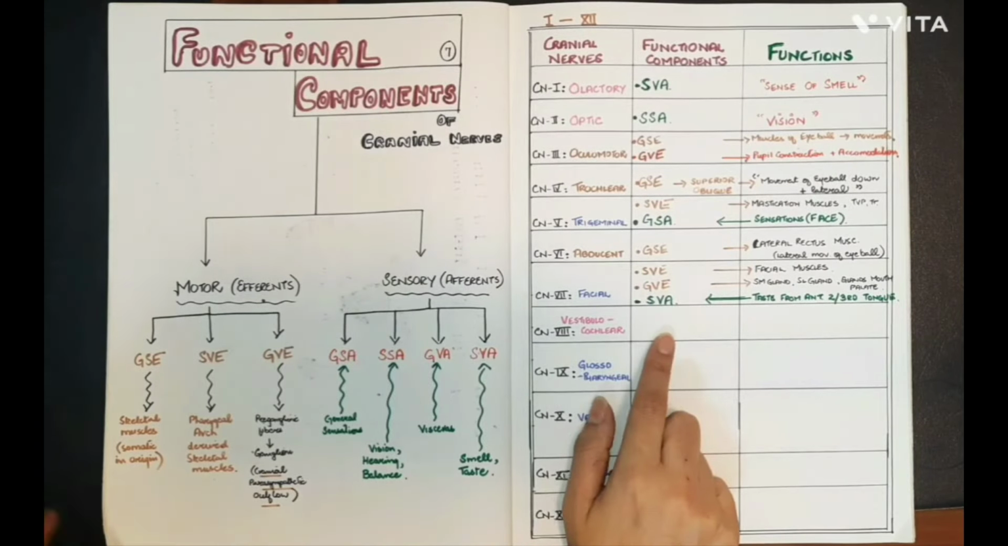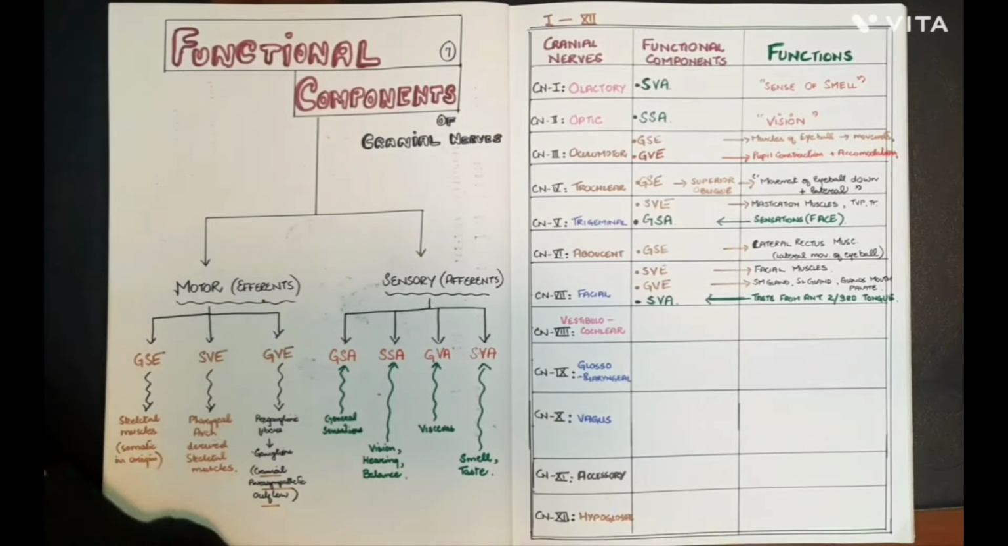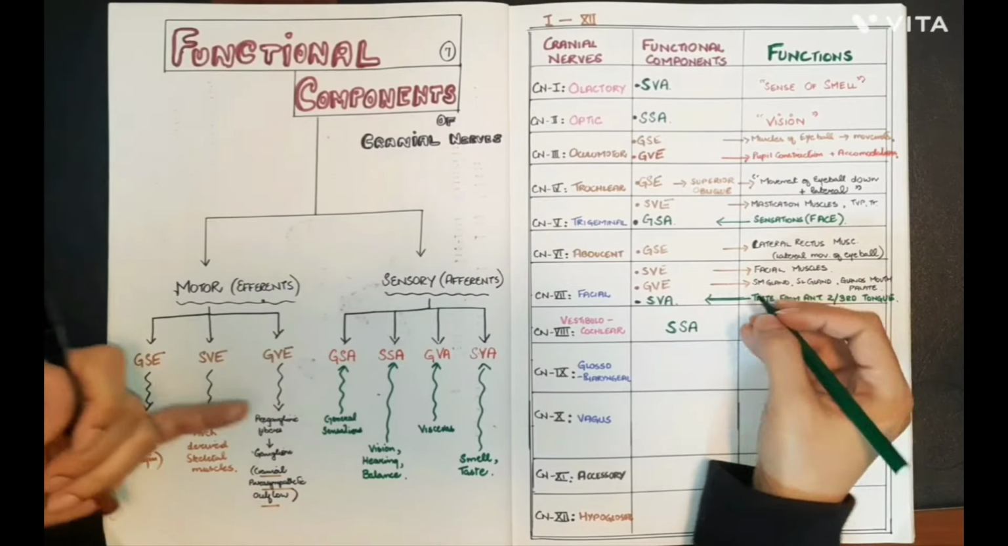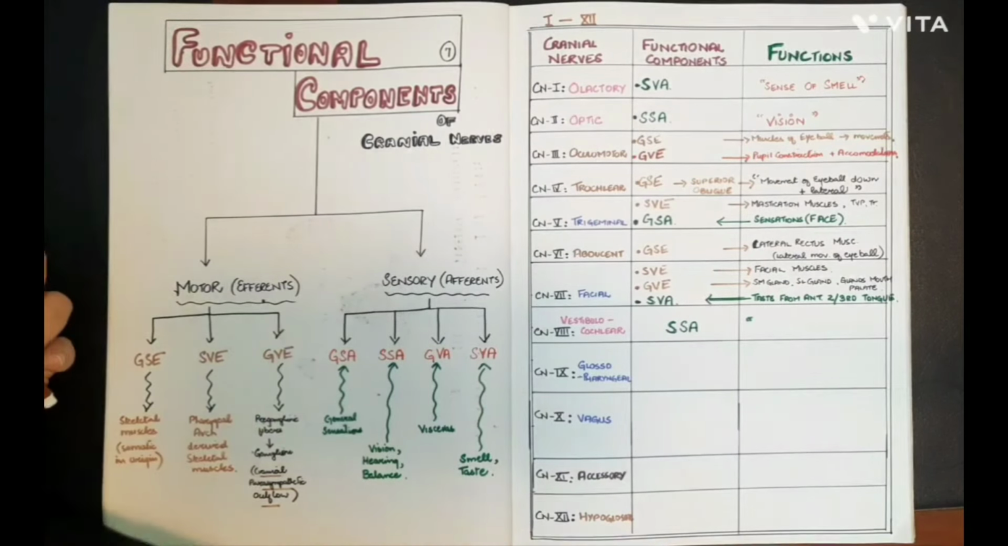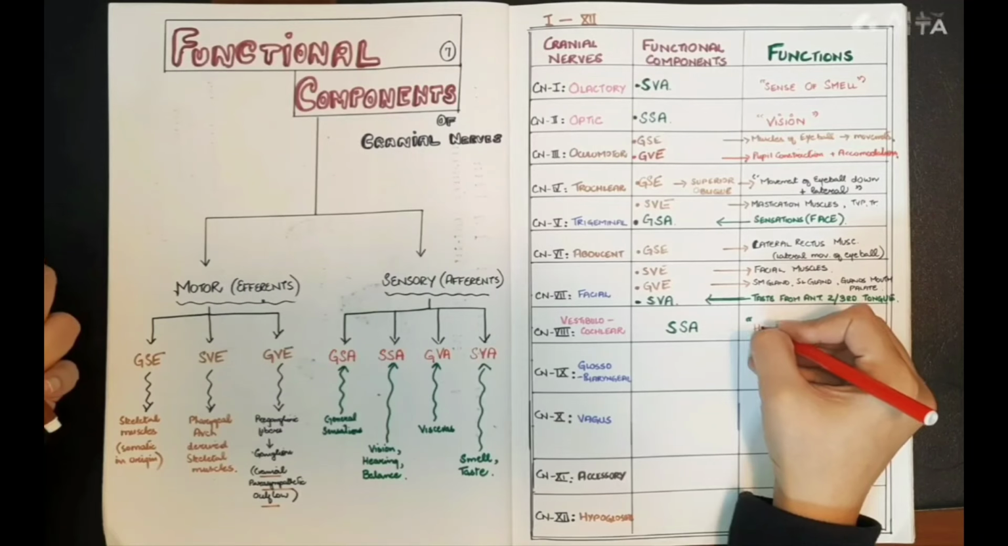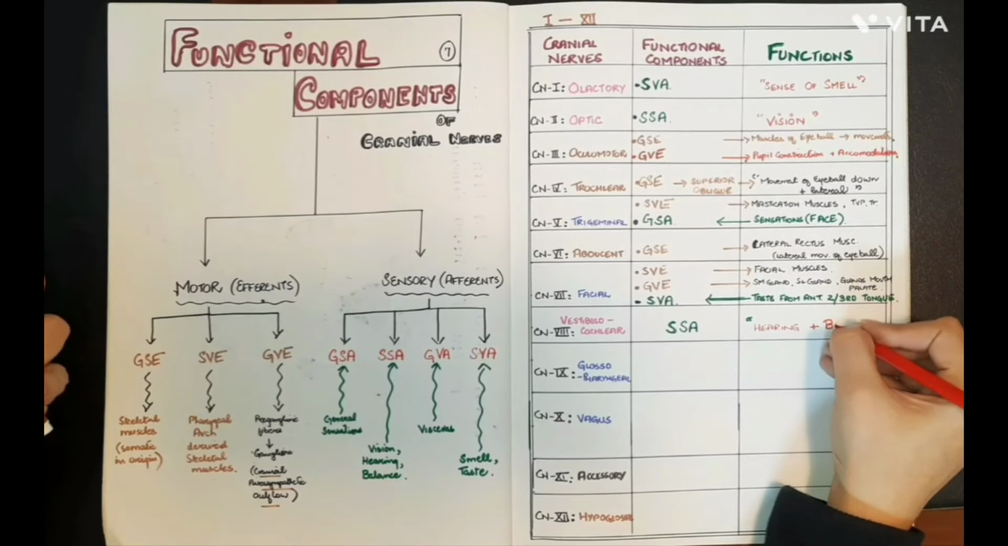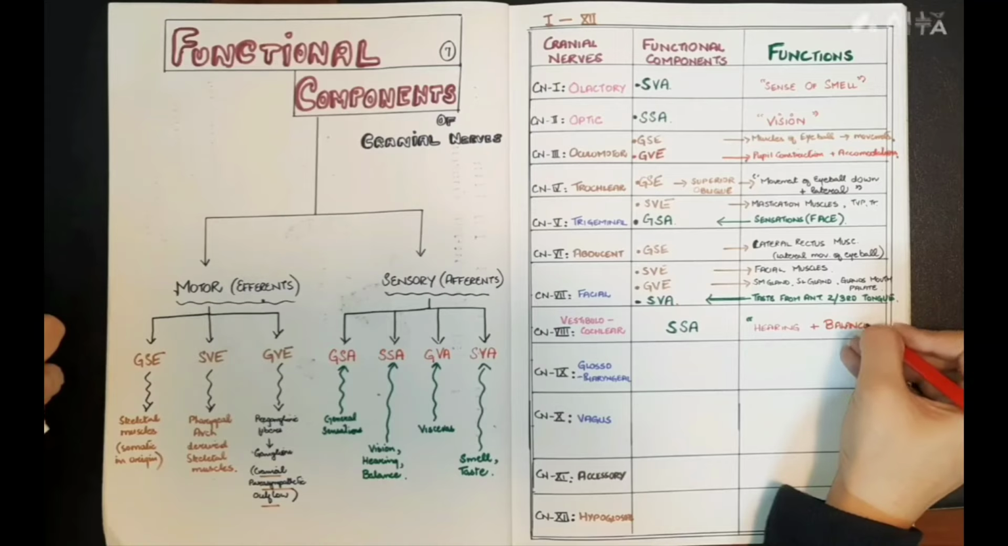The eighth cranial nerve is the vestibulocochlear nerve. As we know, this nerve is concerned with hearing and balance. So it has only one component, which is the special somatic afferent component. And it is easy to remember because of its function of hearing and balance.